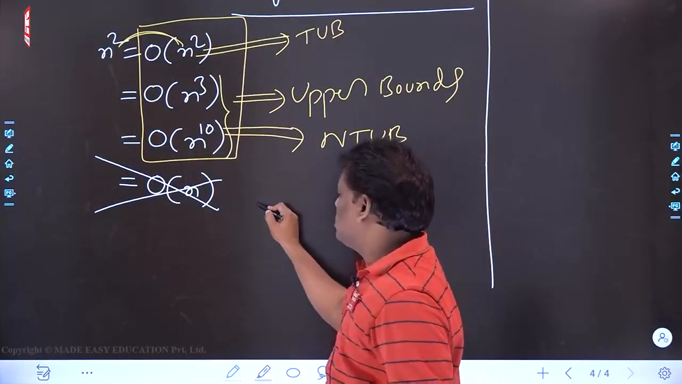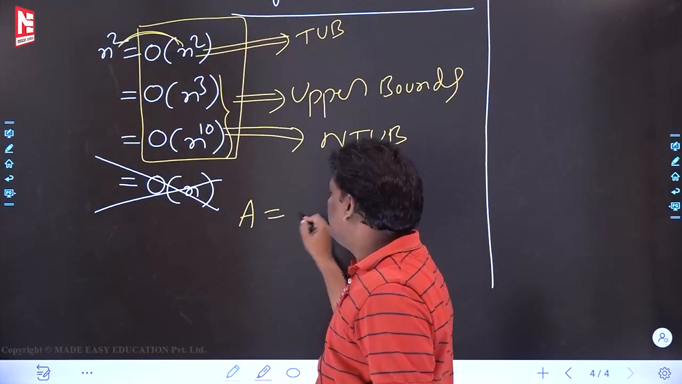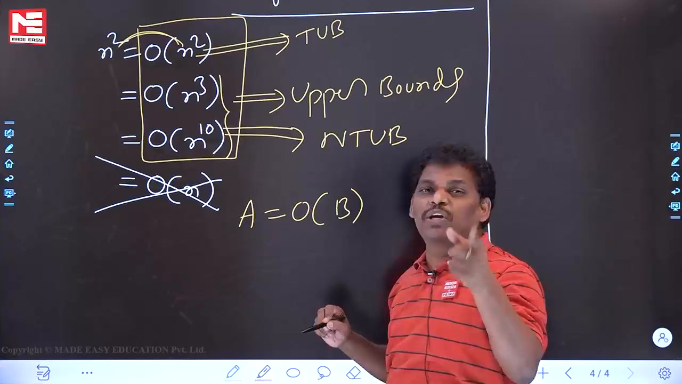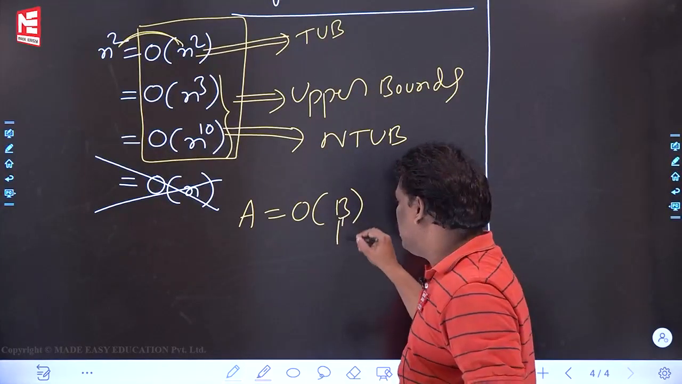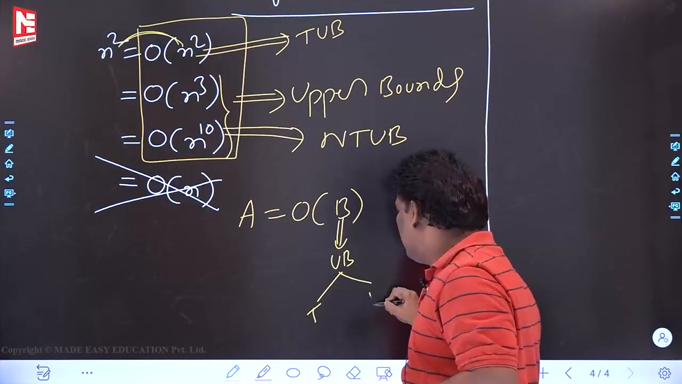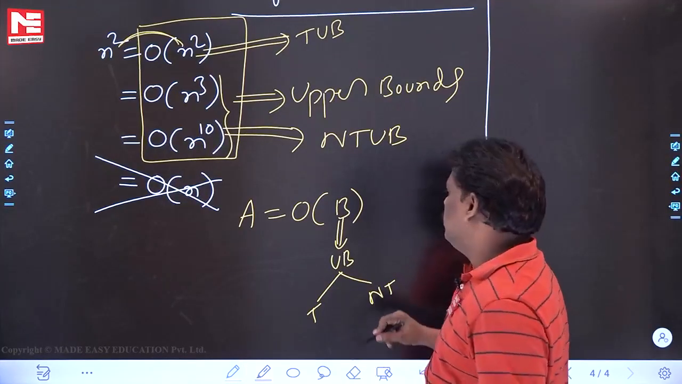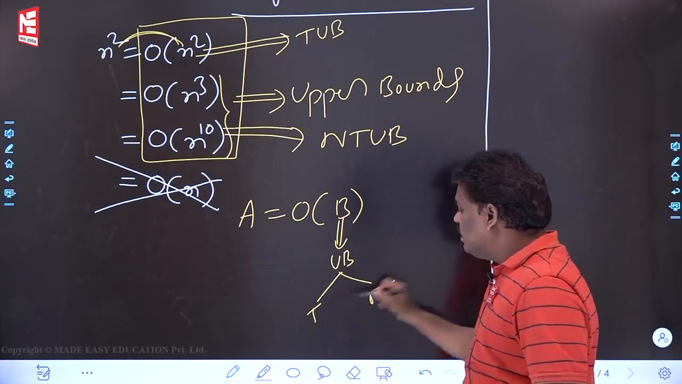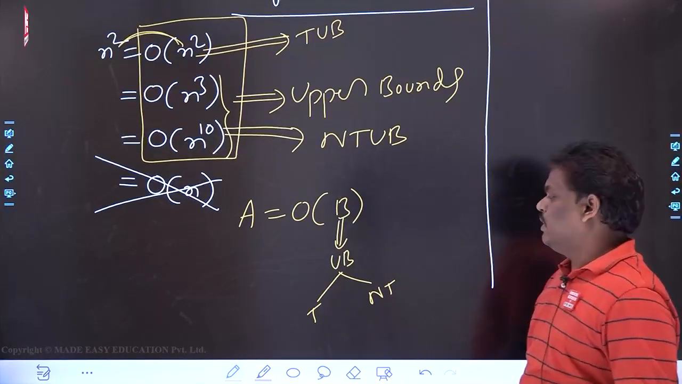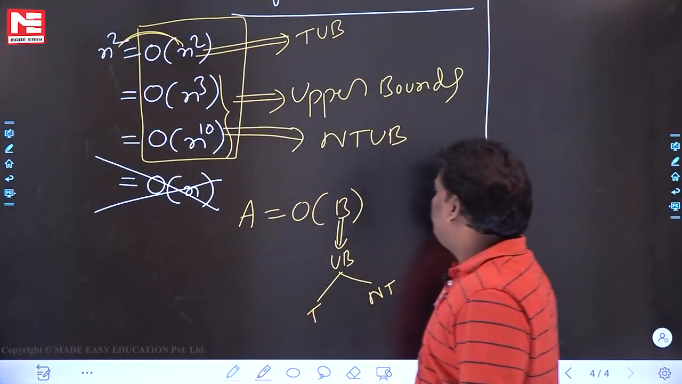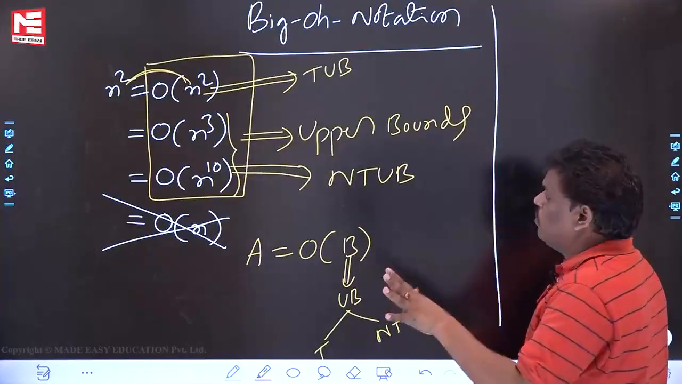See the final conclusion. A is big O of B. What is the meaning? This B is an upper bound, which may be tight, which may not be tight. A is big O of B, this B is an upper bound, which may be tight, may not be tight. So the purpose of Big O notation is upper bounds.